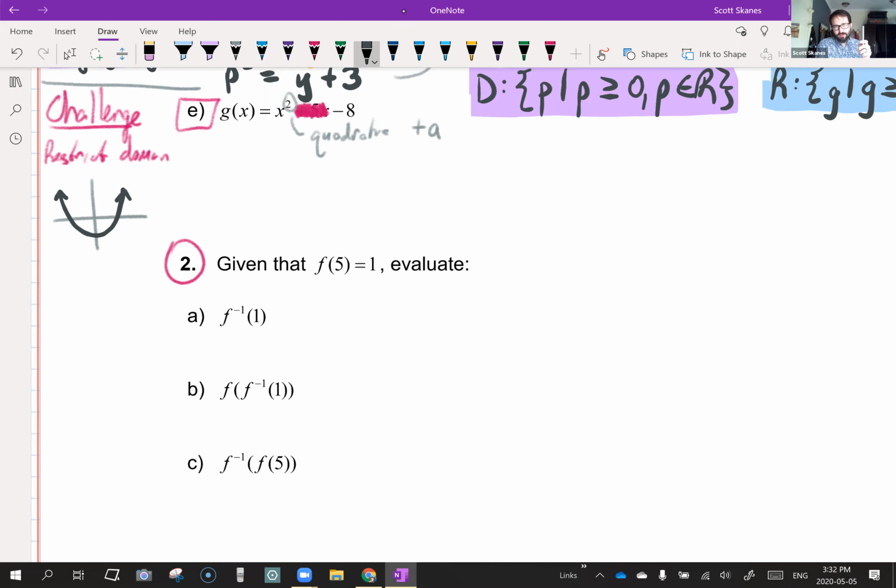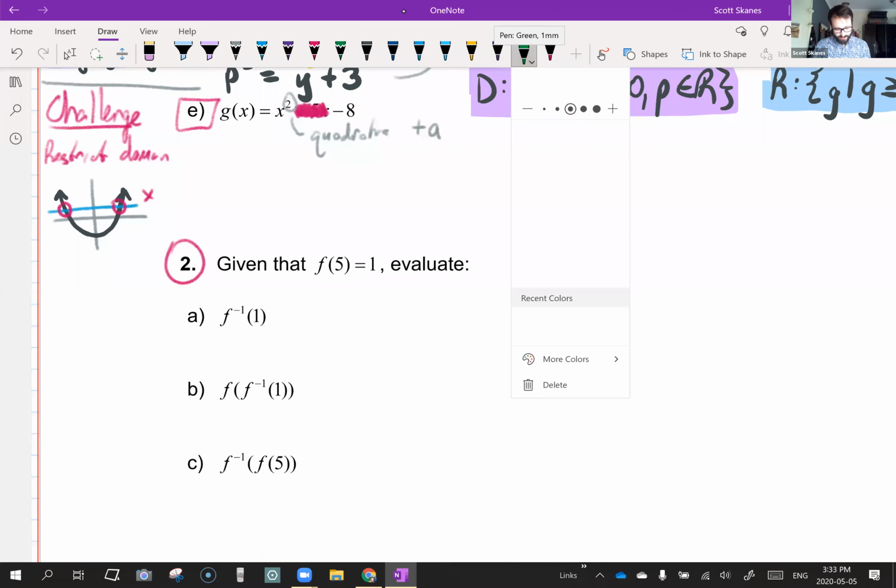Does that pass the horizontal line test? No. It does not. It fails it badly because it hits twice. So we need to restrict the domain. We need to force it to have an inverse. So what we do is we quite literally say, well, let's just ignore half the function.